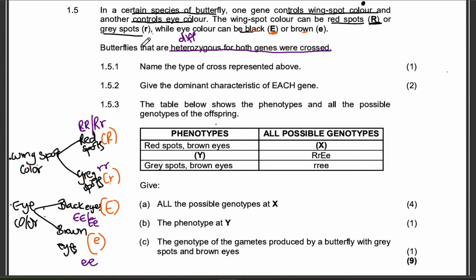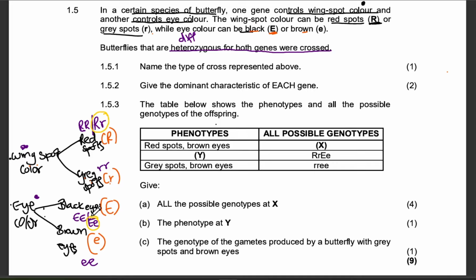So what are they saying here? Butterflies that are heterozygous for both genes. Which genes are they talking about? The wing spot color gene and the eye color gene. So that basically means that the butterflies that were crossed had red spots, with which genotype? Capital letter R, small letter r. And they also had black eyes in their heterozygous condition, capital letter E, small letter e.